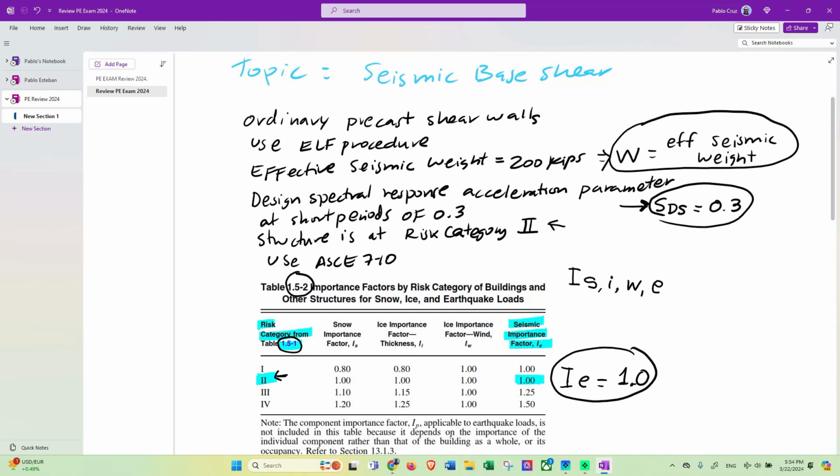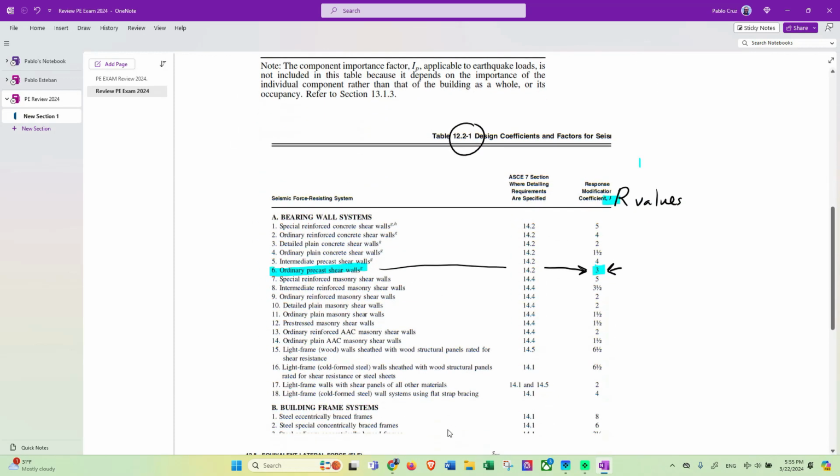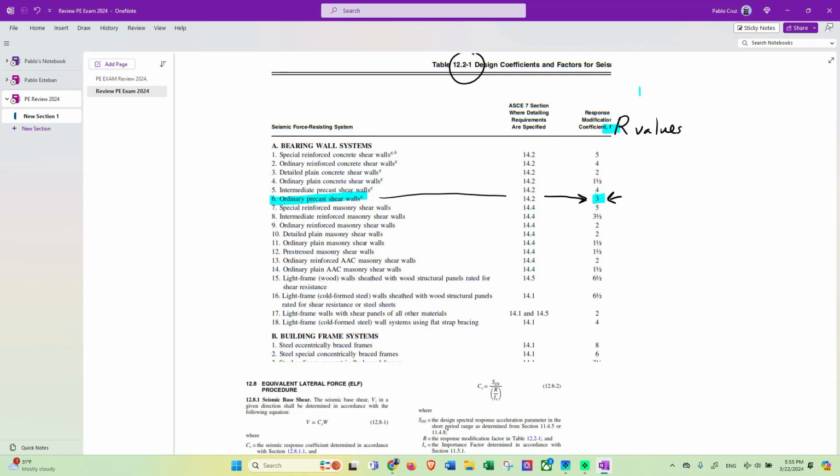So we have ordinary precast shear walls. We are given this value, ordinary precast shear walls, and we have tabulated values on different tables. I'm just gonna show you why we need to know the structural system. We have different structural systems; in this case, we have ordinary precast shear walls. Precast concrete is very common, especially in warehouses.